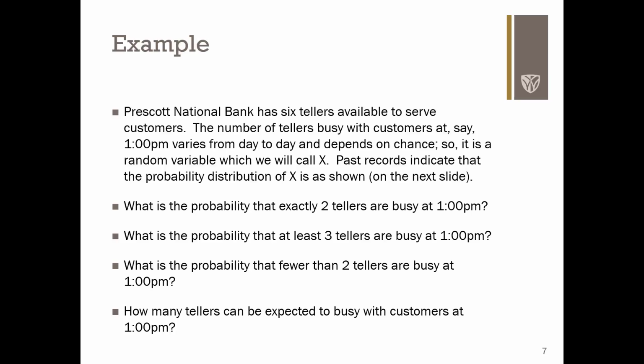You know that at 1 o'clock there's a certain likelihood that 0, 1, 2, 3, 4, 5, or 6 of these tellers will be busy, and you have that distribution available. We'll take a look at that in just a minute. So you might want to ask some questions.